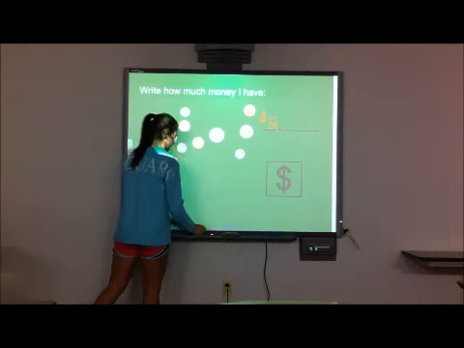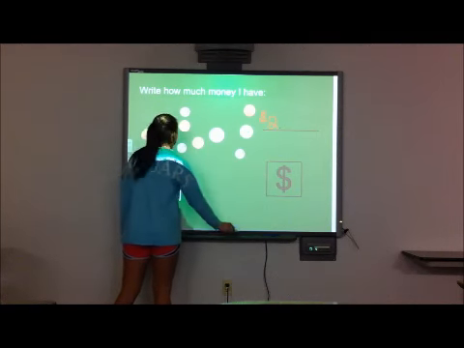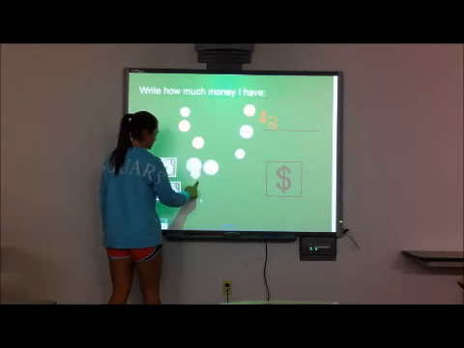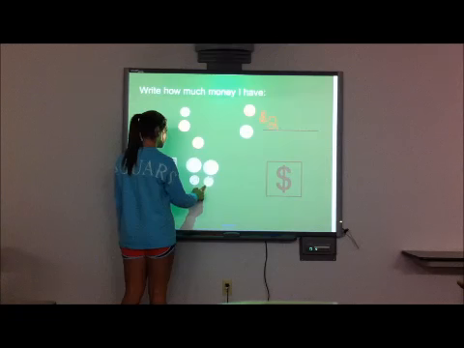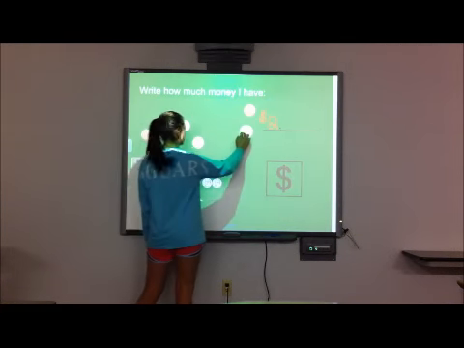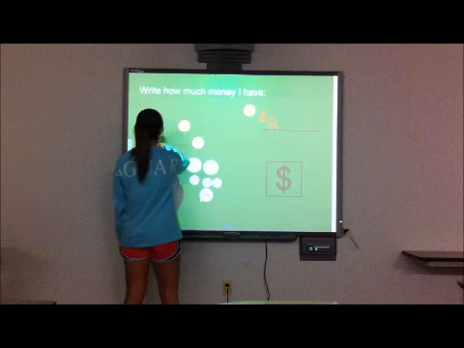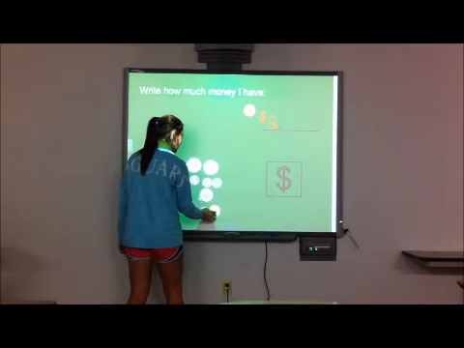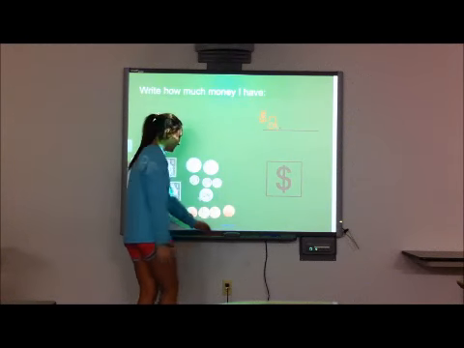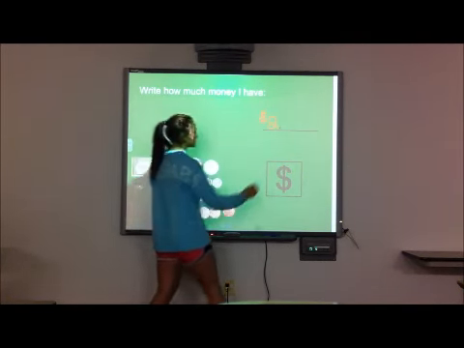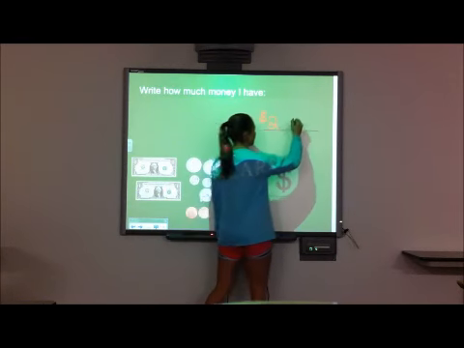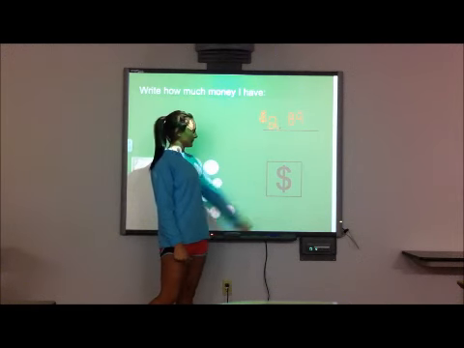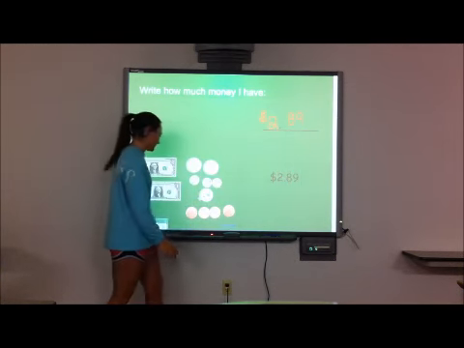We have 25, 50 cent, 60, 70, 80 cent, 85 cent, 6, 7, 8, and 9. Since this does not equal a whole amount, we have to place it after the decimal, and we have 89 cents. So let's see if this is correct. $2.89.